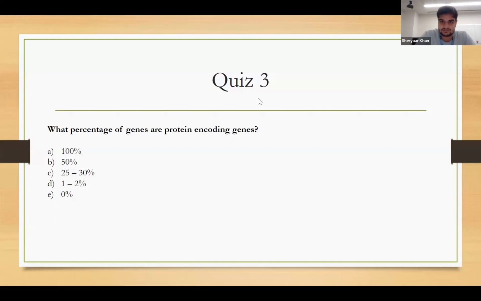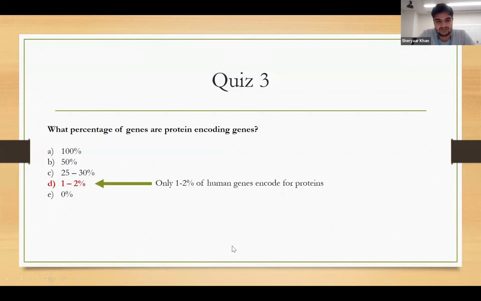Got some very quick voting going on here, and there's a pretty good consensus for answer D of 1 to 2%. I've got about 50% of people going for that, a smattering for the others. Nobody's gone for 0, which is good, because logically we'd end up with no proteins if we had 0%, but most people are going for 1 to 2%.